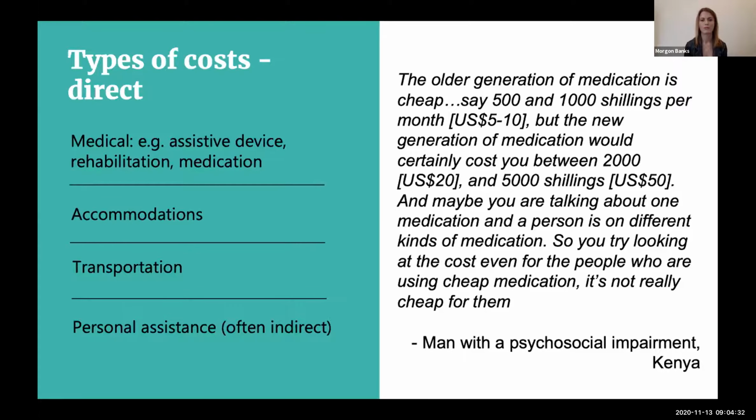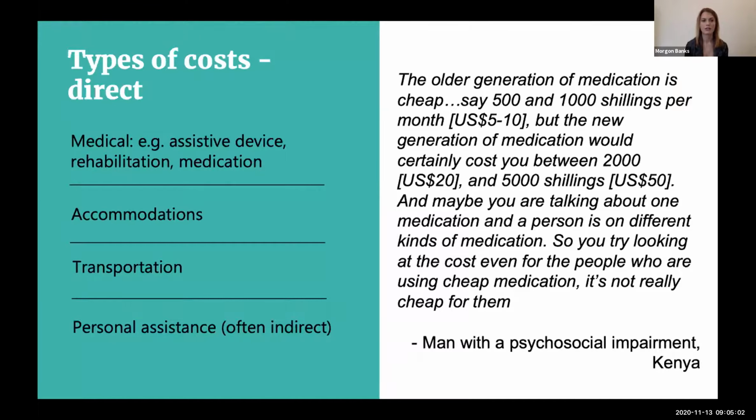Here we have a quote from a man in Kenya who is explaining that there are older generations of medications that cost between $5 to $10 per month. But the new generation of medications, which are more effective and have fewer side effects, cost between $20 to $50 per month. And you might have a person that needs multiple kinds of medications in their regimen. And so this really is not cheap for many people, particularly people who are also living in poverty.